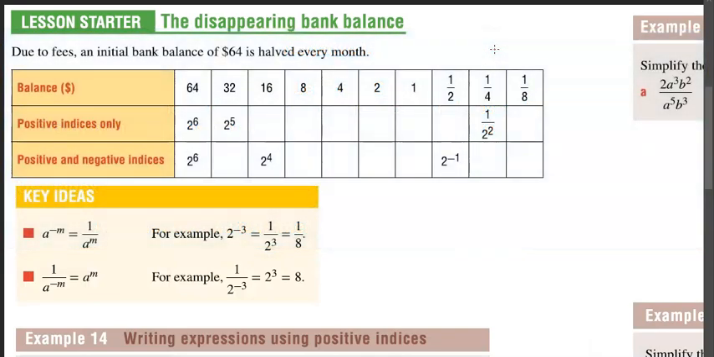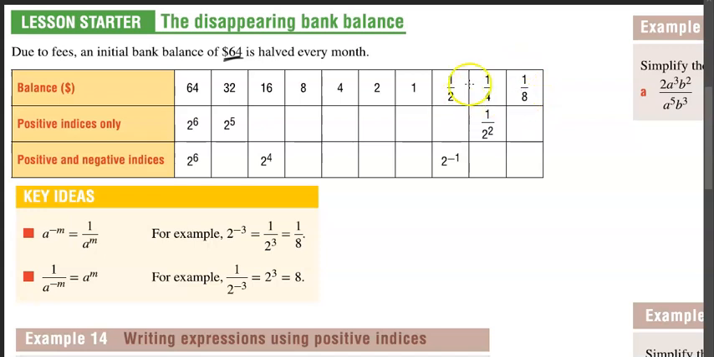So as a lesson starter, I've got this taken straight from the textbook, which looks at the disappearing bank balance. And the context goes like this. Due to fees, we have an initial bank balance of $64 and it's halved every month. Now we know how to halve an amount every time. Just keep dividing it by 2, divide by 2. And over each month, you'll see that when it gets to 1, when we halve 1, it turns into a half or 50 cents. And then we halve it again, it turns to a quarter or 25 cents.